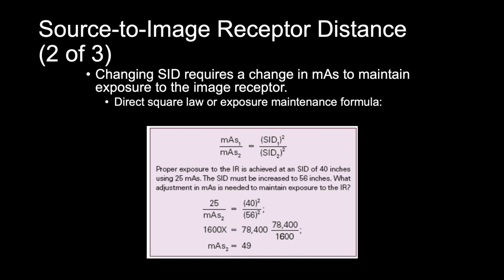We know our original SID, we know our new SID, and we know the original mAs. So when you do this formula, it will give you your new mAs, and what your mAs needs to change to with this new SID.